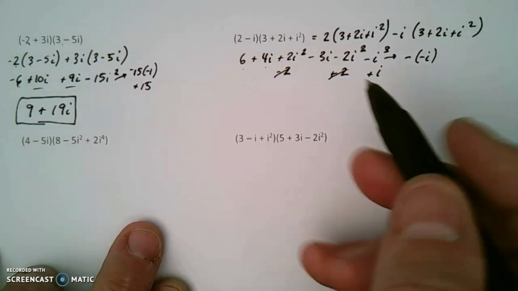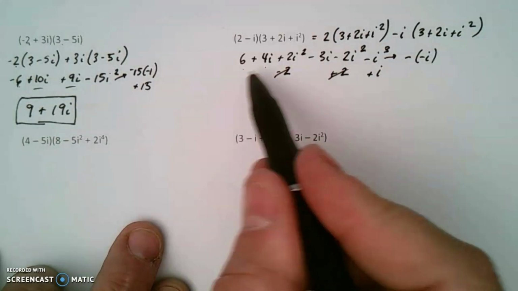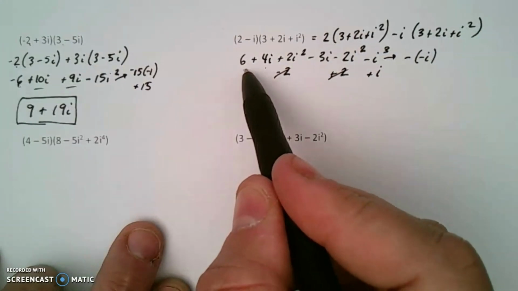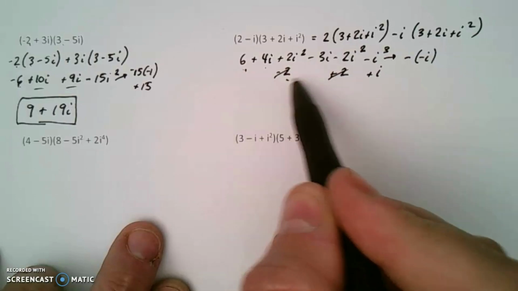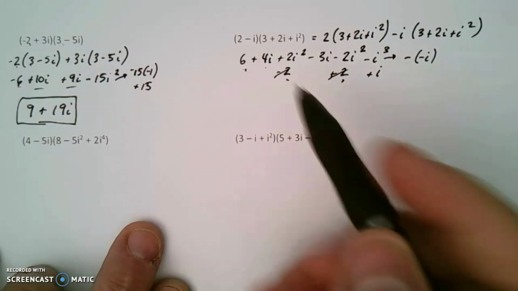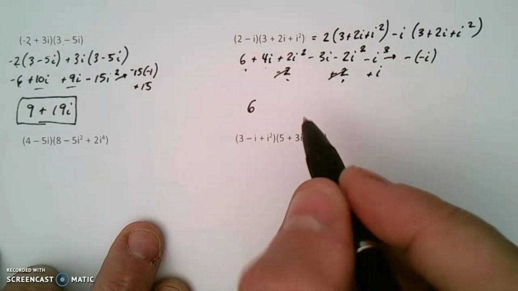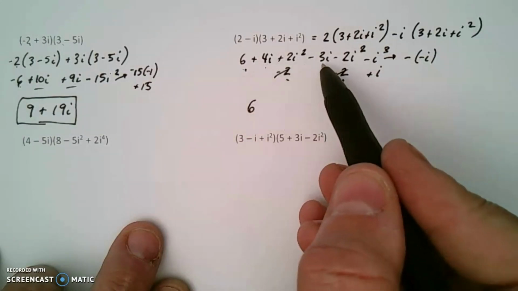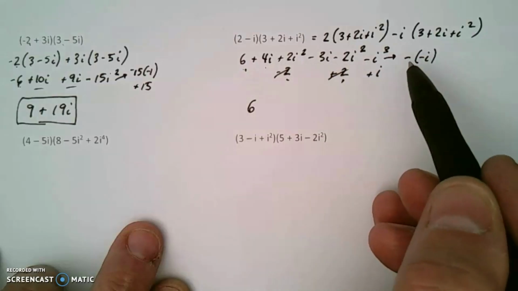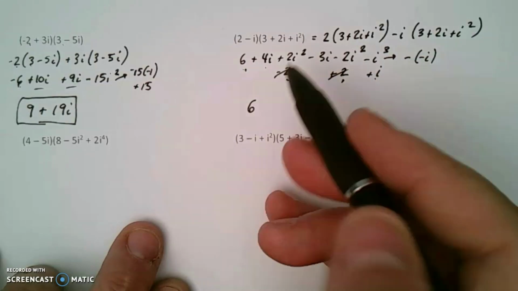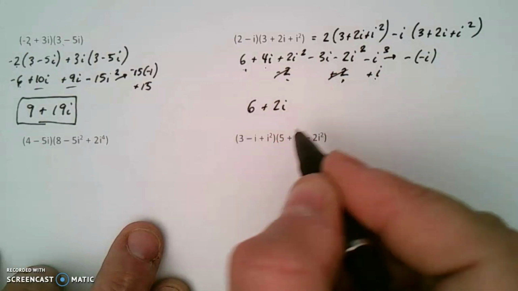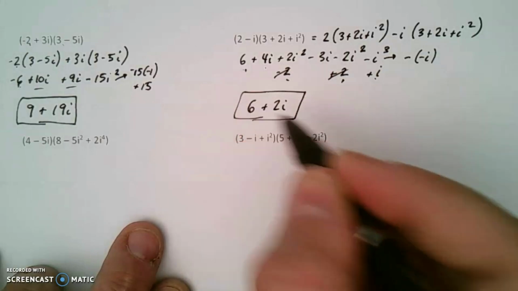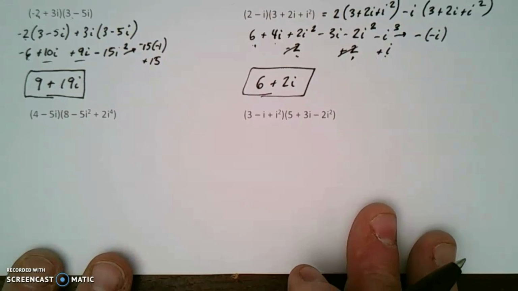Okay? So then we add our like terms. So I'm going to go through my real terms first. I've got 6. And then these two guys, which went away. So just 6. My real term is 6. And then for my imaginaries, I've got 4i minus 3i. That's going to be 1i. And then plus i, that's going to be plus 2i. Okay? All right. So 2 more.